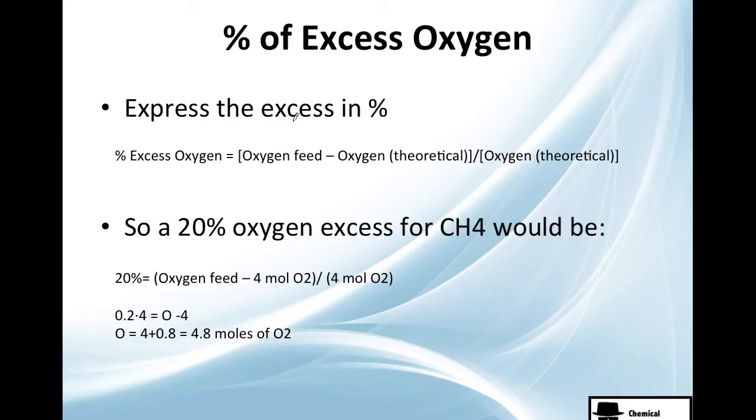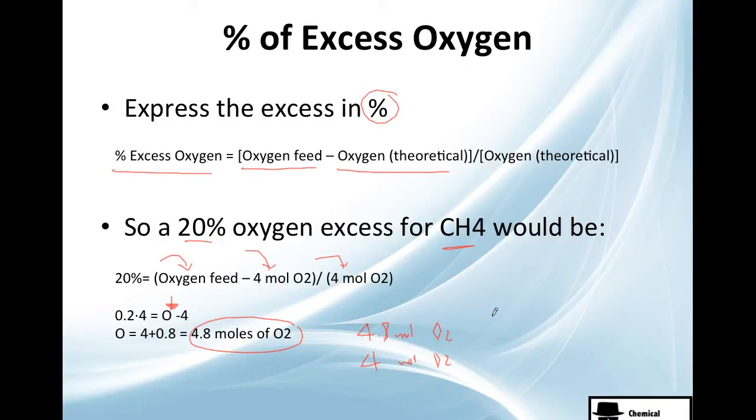Now, we want to change these to percent, so it's easy. Excess oxygen, as I told you before, is the oxygen you feed minus the oxygen you actually need, divided by the oxygen you need. So for example, a 20% oxygen excess in a methane reaction. You have these and these and these. So let's just find out how much oxygen it will be. And you will find out that if you want 20% extra oxygen, you will get 4.8 moles of O2 instead of only 4 moles.